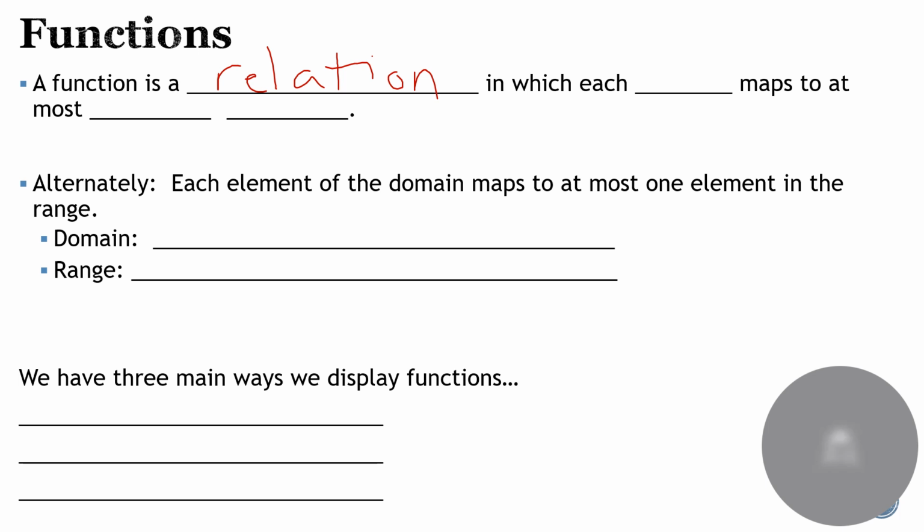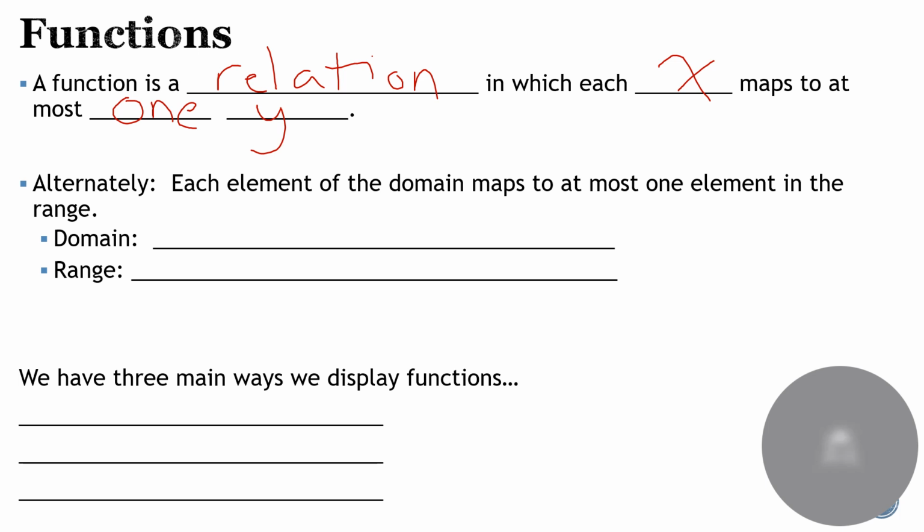In which each x maps to at most one y value. Okay, so every number in that first set of numbers, when you look to see how it maps out, it maps to at most one y. Now, the reason we say at most one is because this gets into some dicey math vocabulary, and I just don't even want to go there. Okay, at most one y value. We're just going to leave it there.